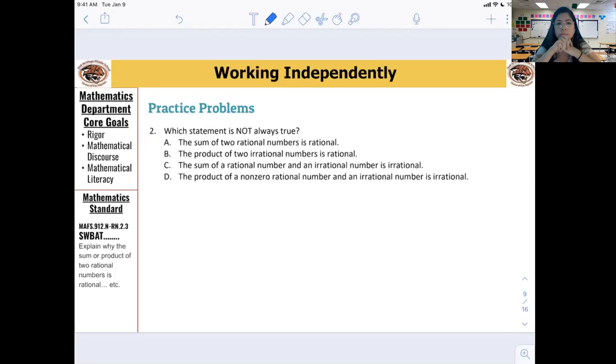What does it mean by non-zero? That it's not 0. That's all it means.